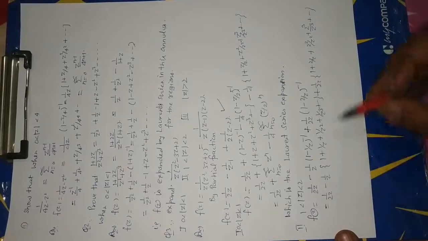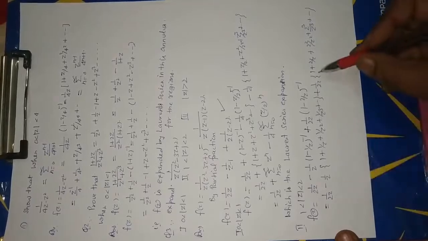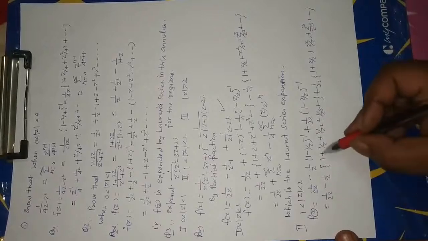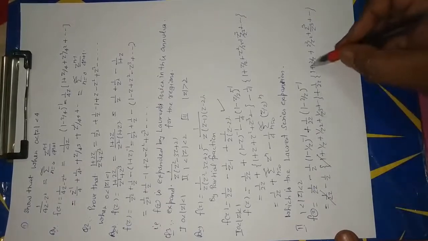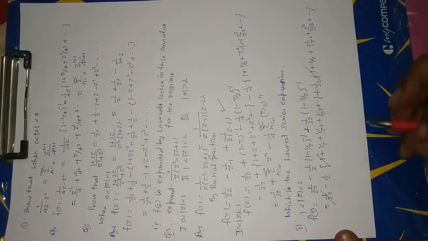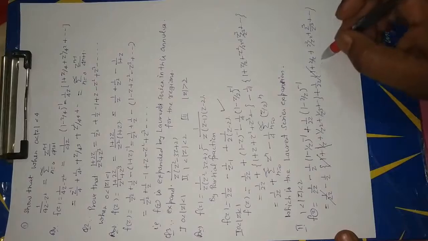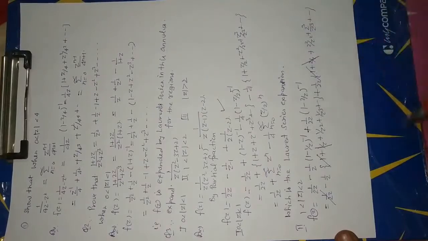1 upon z plus 1 upon z. This is equal to 1 upon z. 1 upon 2z plus 1 upon 2z. This is equal to 1 upon z. This is cancelled by this. Minus 1 upon z square or plus 1 upon z square is also cancelled.